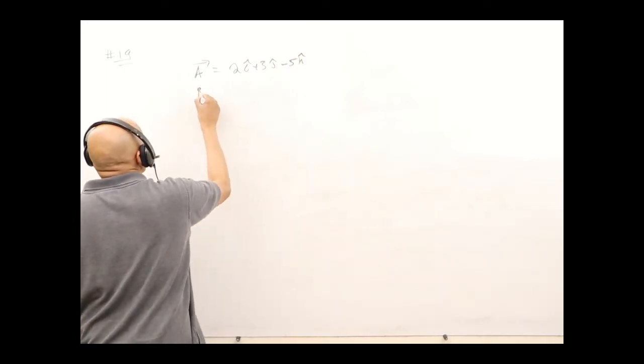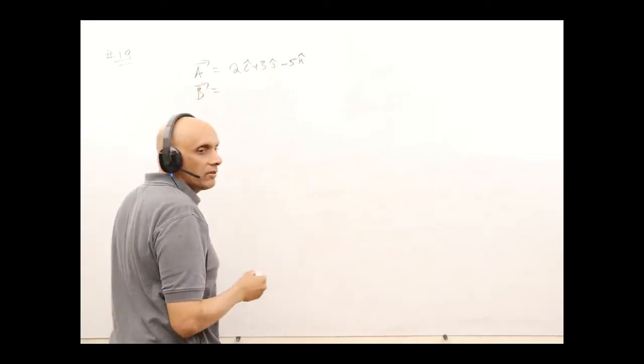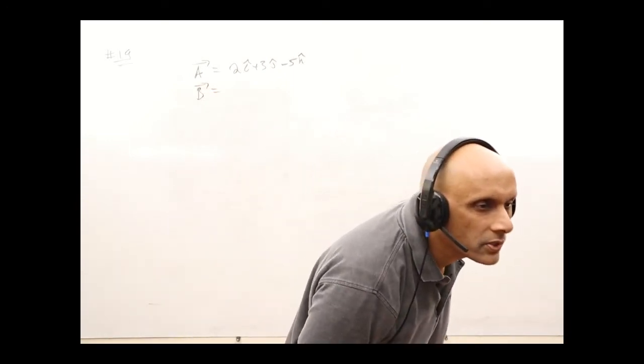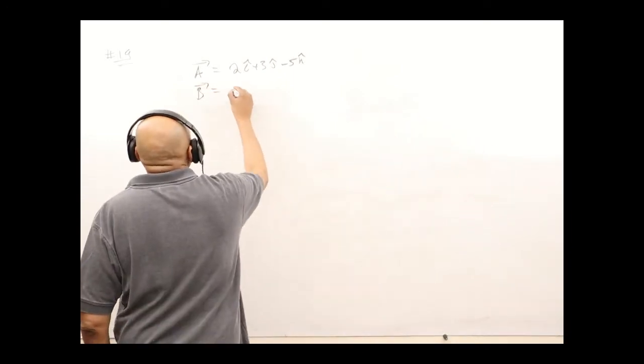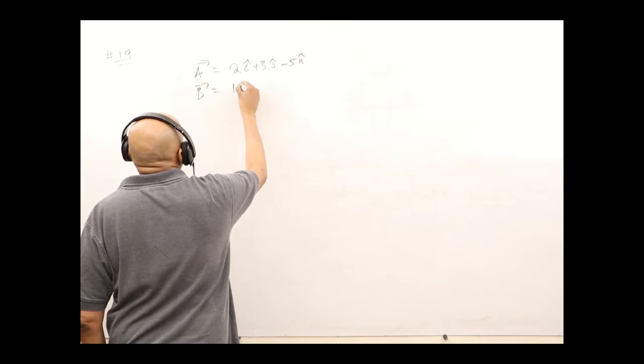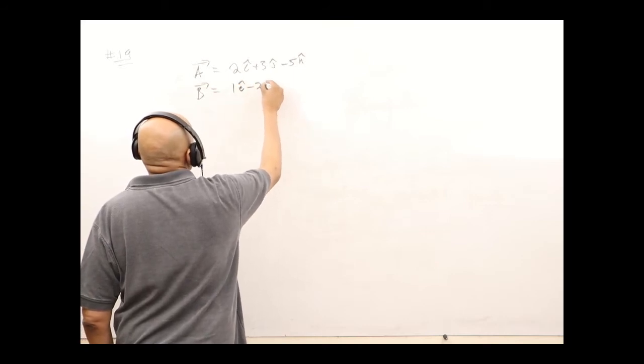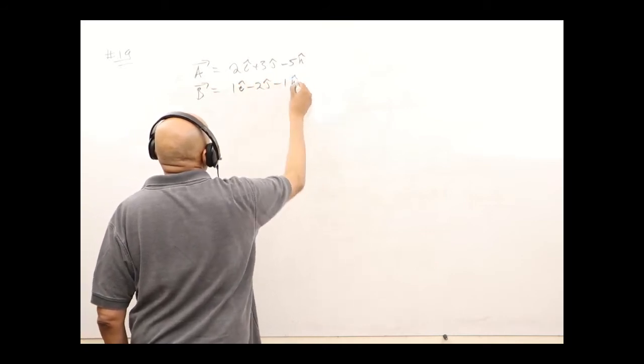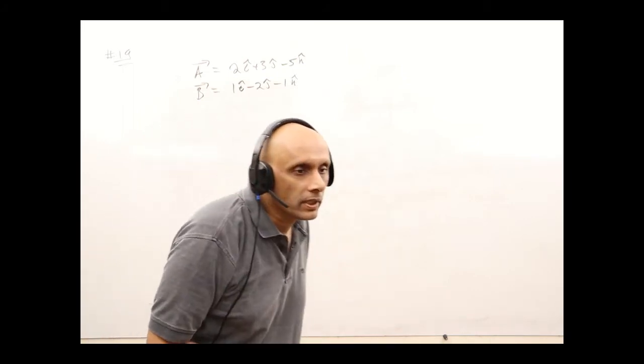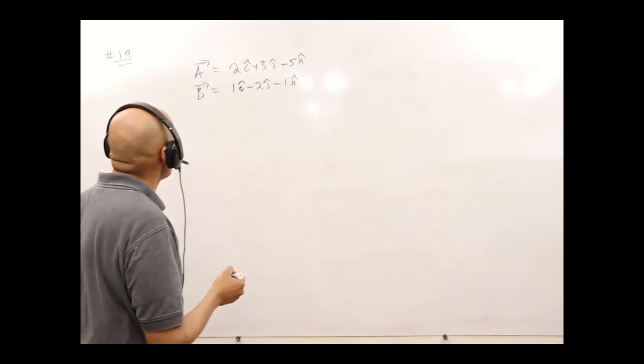And we're given B vector. B vector is 1, minus 2, minus 1. So 1i minus 2j minus 1k. And I hope I got those numbers correct. And so we're actually asked to find the dot product.